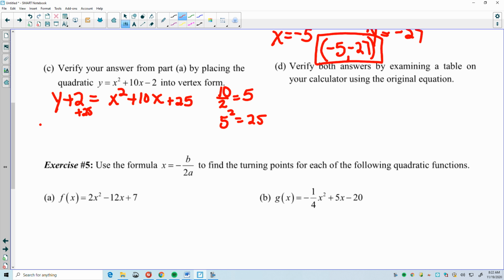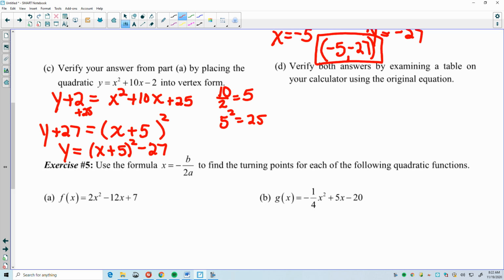Okay, so I have y plus 27 is equal to, now we're going to make our factor. I have x and half of our middle term is 5, so x plus 5, squared. Now if we get y by itself, we have y equals x plus 5 squared minus 27. Okay, so that's our vertex form.